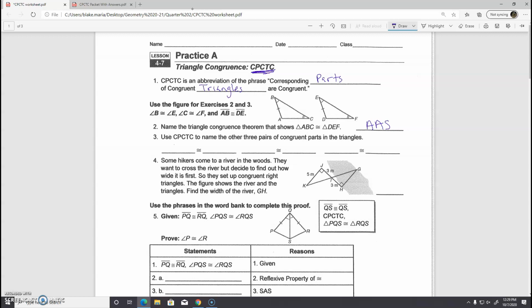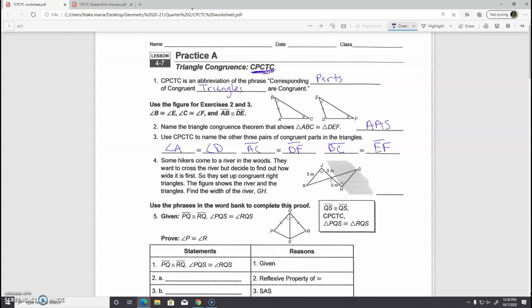So this says use it to name the other three pairs of congruent parts. So everything that's not marked pretty much. So we know angle A is congruent to angle D. If the triangles are congruent, their angles are congruent. We know side AC is going to be the same as side DF. Again, even though it's not marked, you just told me the triangles are congruent, so those are definitely equal sides. BC is going to be congruent to EF now.